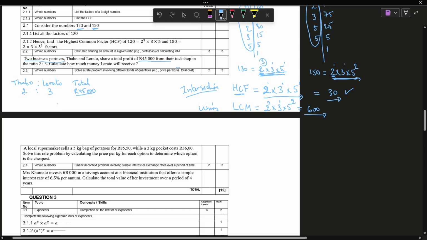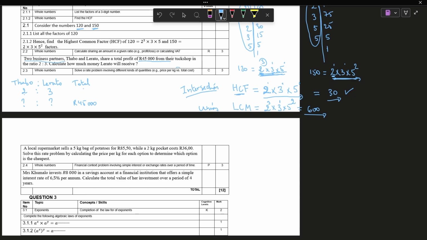Now they say calculate how much money Tabo. So we need to find from this money here, how much goes here for Tabo and how much goes here for Lerato, basically. This is the aim of this problem, right? So how do we do this, basically? So what I'm going to do, let me just delete this here. Let me just put the total right here below. And then here I'm going to put the total of the ratio. How many units? Here I've got 2 units. Here I've got 3 units.